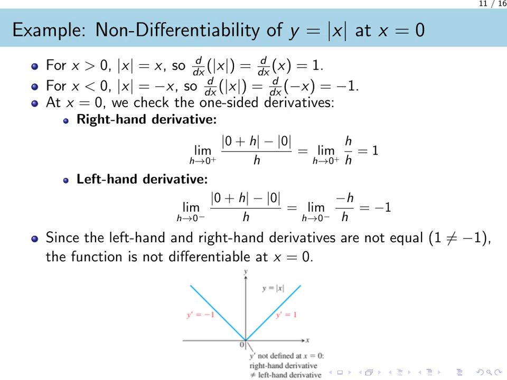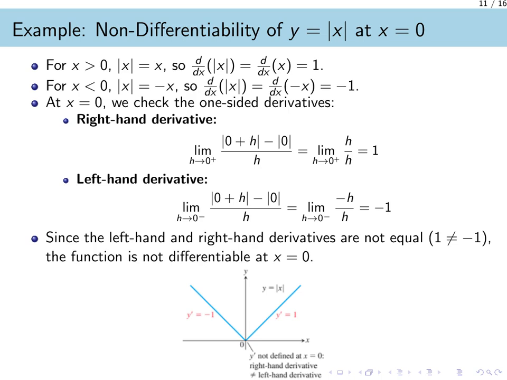Let us use one-sided derivatives to see why the absolute value function is not differentiable at x equals 0, which is a key example. Away from the origin, the function is quite straightforward. For any positive value of x, the derivative of the absolute value of x is simply the derivative of x, which is 1. For any negative value of x, the derivative of the absolute value of x is the derivative of negative x, which is negative 1. The interesting part is at the origin itself.